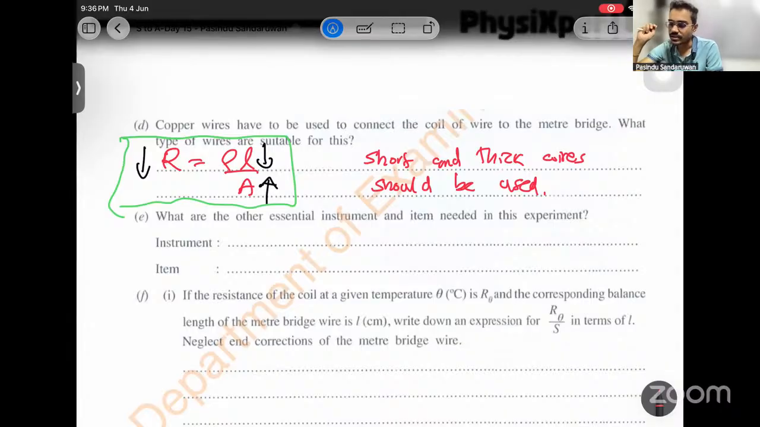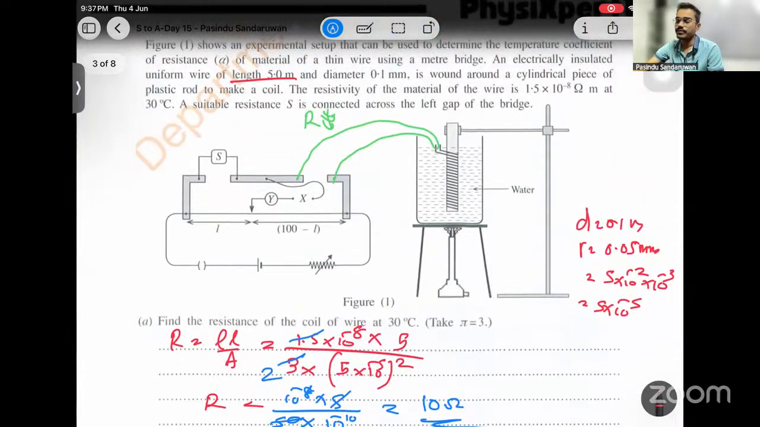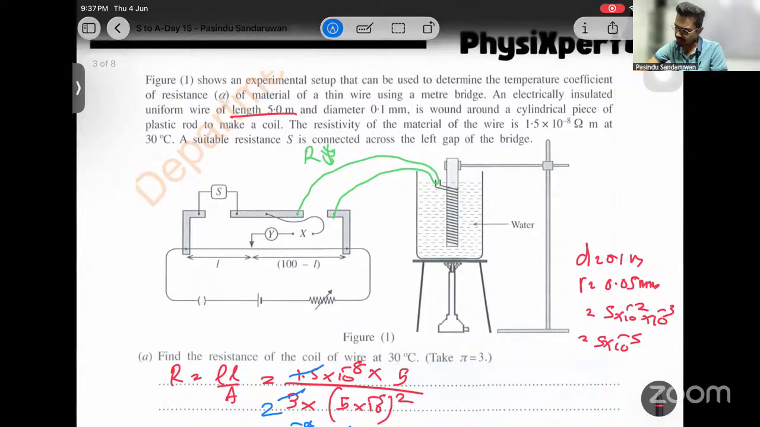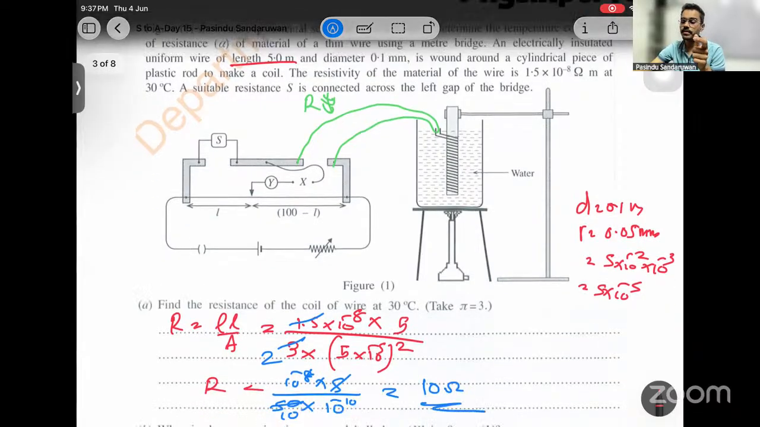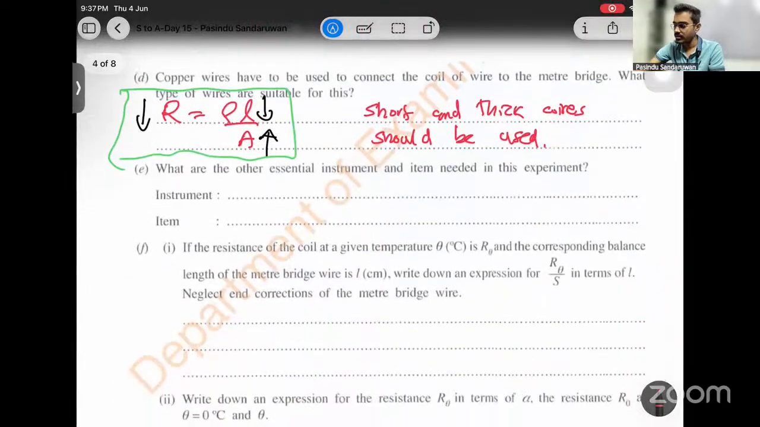Next, what are the other essential instrument and item needed in the experiment? Now we know in this setup we are going to take some readings by changing temperature. It is currently at 30, but when we are finding the temperature coefficient of resistivity alpha, we are taking a minimum of 6 readings by changing temperature, right? Then we need a thermometer to measure this. Then the instrument is a thermometer.